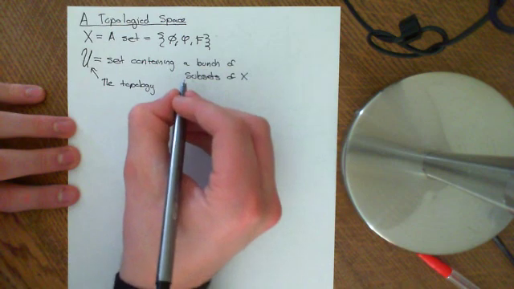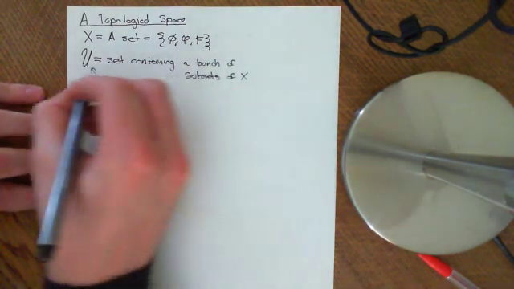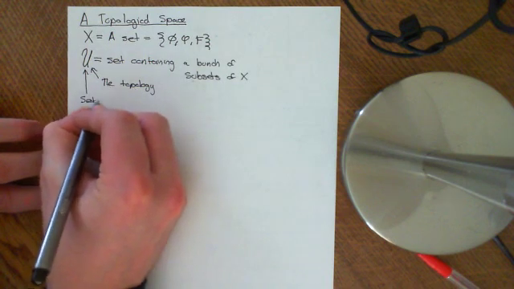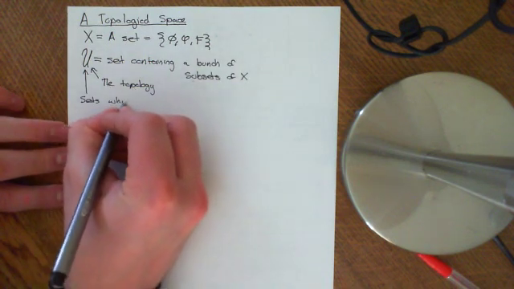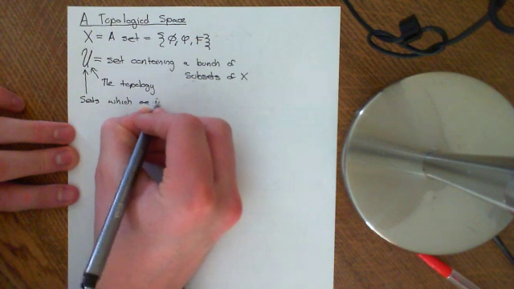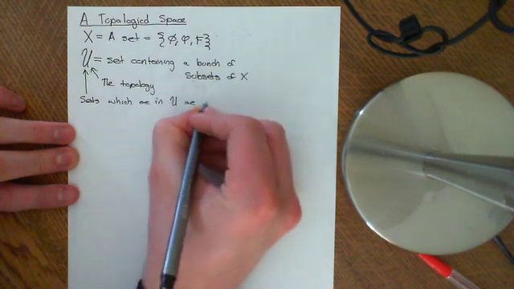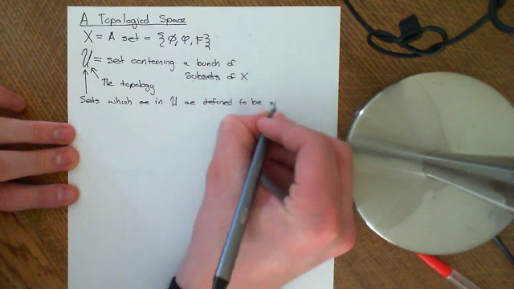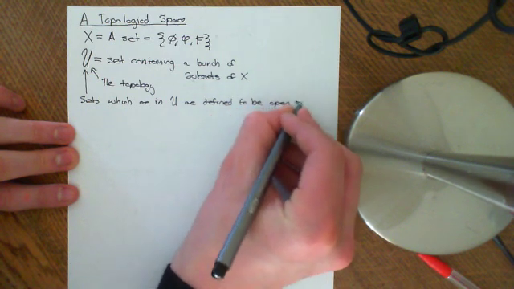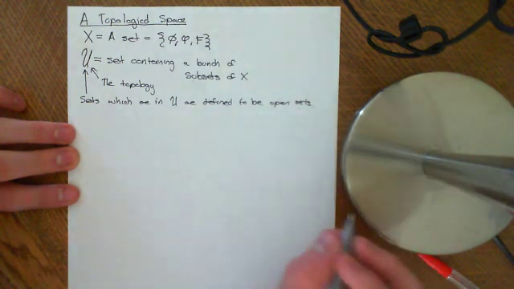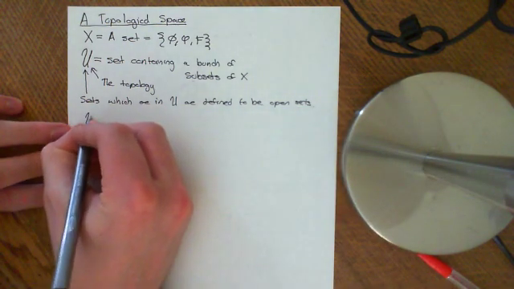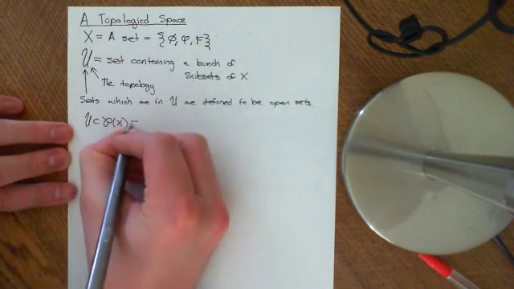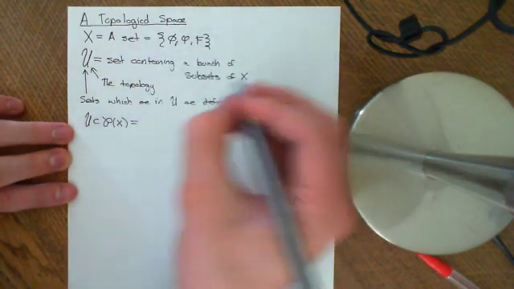Okay, and we're going to define the sets that are in U to be the open sets. So sets which are in U are defined to be open sets. Okay, so U is a subset of the power set of X. Now the power set of X is the set of all subsets of the set X.